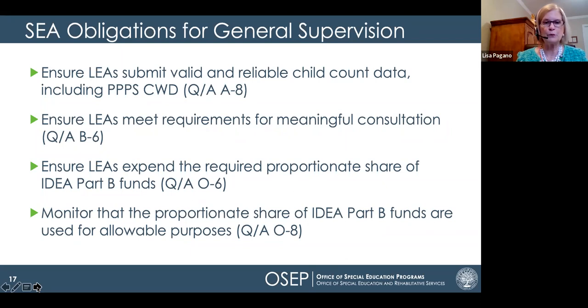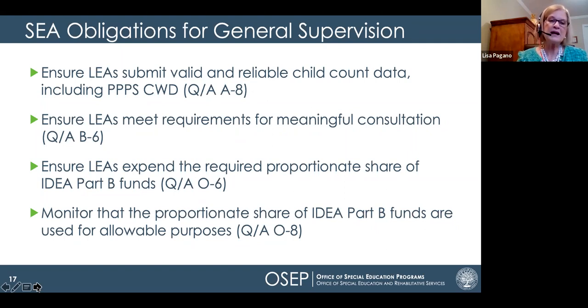Here are some examples of what SEAs must do as part of their general supervisory responsibilities to make sure those requirements are implemented appropriately. They need to ensure their LEAs are giving valid and reliable child count data, including the data on parentally placed private school children with disabilities, whether or not those children are actually receiving services. If they've evaluated a child and determined them eligible under IDEA, they need to make sure they are keeping accurate records and reporting those data appropriately. They also need to monitor and take whatever actions are necessary to ensure LEAs are meeting the requirements for, again, that meaningful consultation process that is so central to meeting the equitable services requirements.